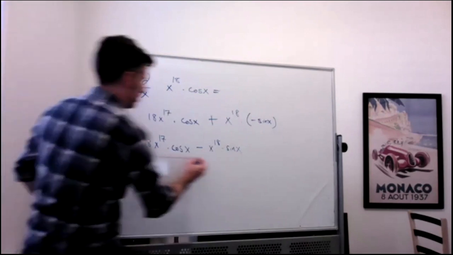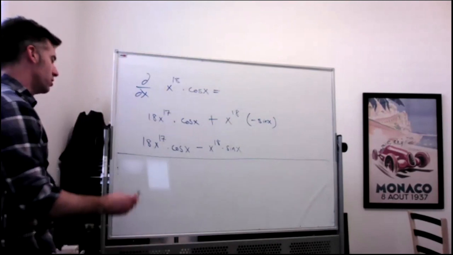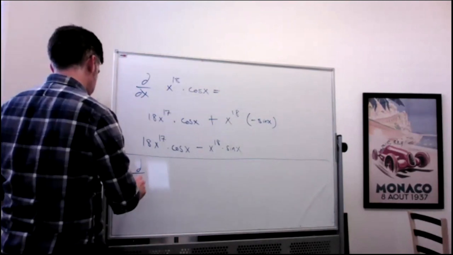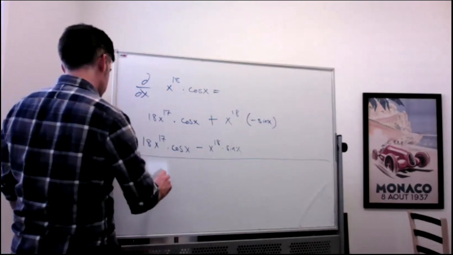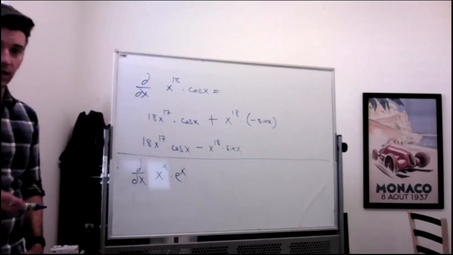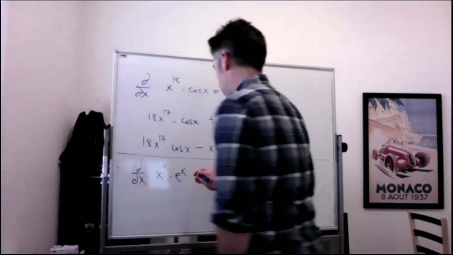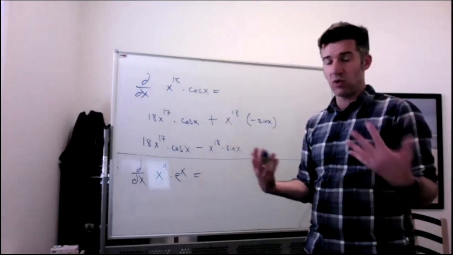Another example. Let's do the derivative of x to the 4th times e to the x. We got e to the x too. So that's going to be, again, and it really doesn't matter which order you do things in.